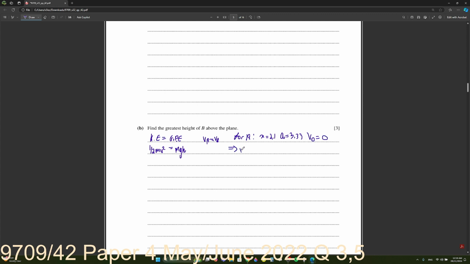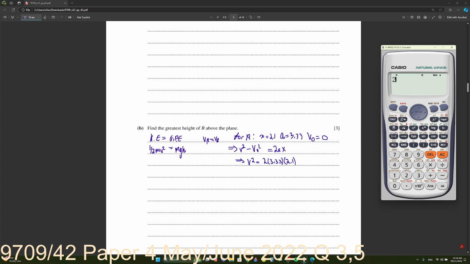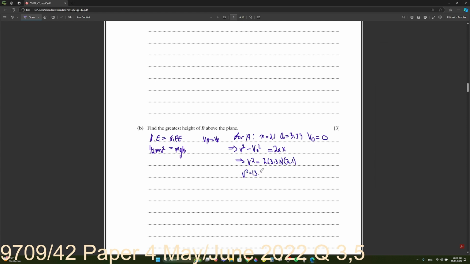So we can use the formula v squared minus u squared equals 2ax. Therefore, v squared is equal to 2 times 3.33 times 2.1. So you're going to get 2 times 3.33 times 2.1, 13.986. So v squared is equal to 13.986, which means v is equal to root 13.986. Okay, we now know v.